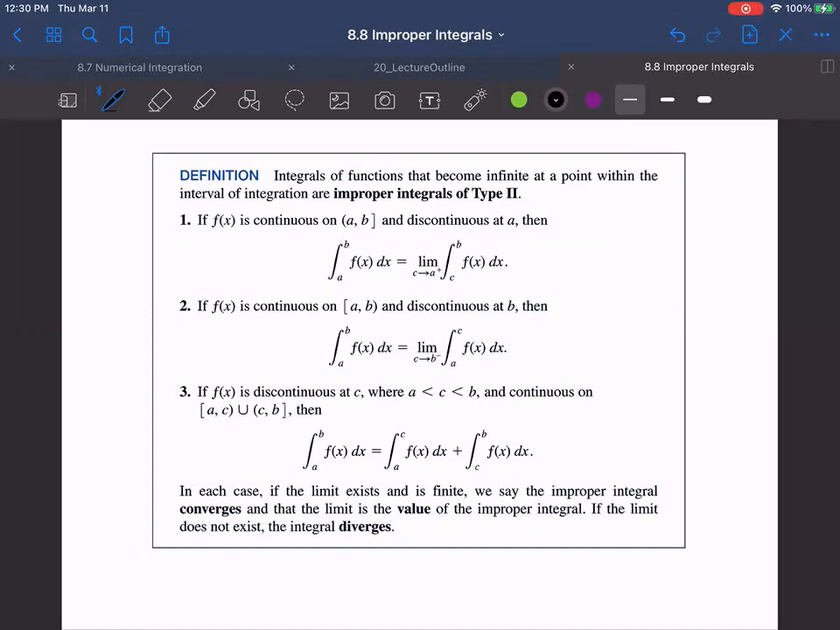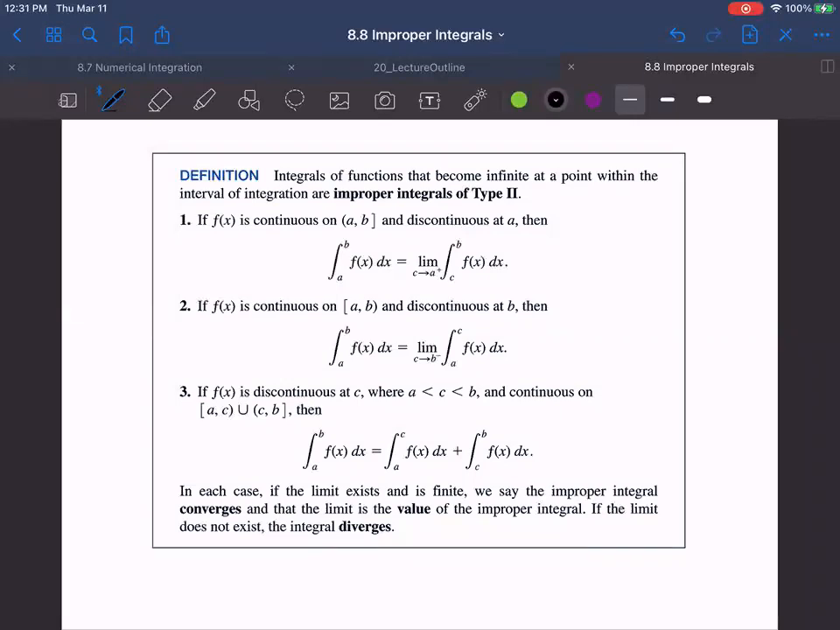All right, so definition. Integrals of functions that become infinite at a point within the interval of integration are improper integrals of type 2. If f of x is continuous on the half-open interval from a to b, not inclusive of a, and discontinuous at a, then the integral of f of x from a to b dx is the limit as c goes to a plus of the integral from c to b. Okay? Just like we did right above there.